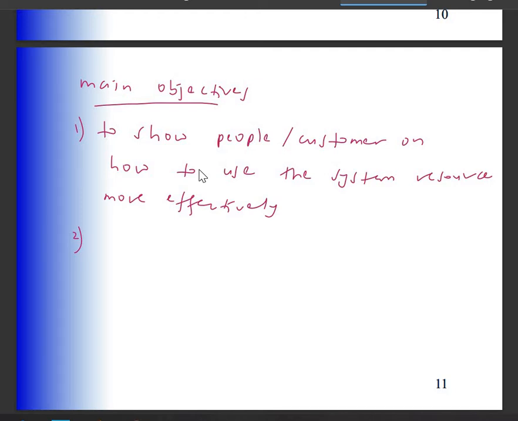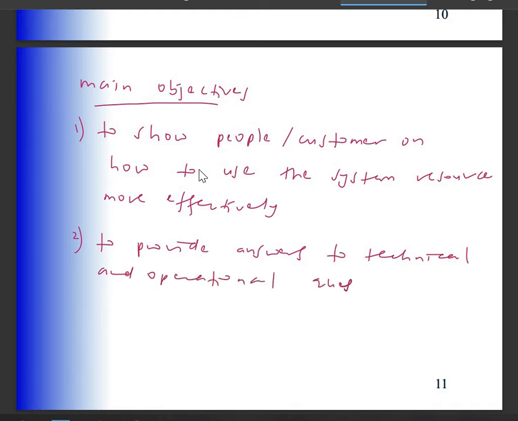Okay, yang kedua is to provide answers to any technical and operational questions. Okay, so ni ialah kalau customer tu ada masalah-masalah teknikal. Oh, saya tak boleh buat ni, saya tak boleh buat tu. So, how are you going to solve?